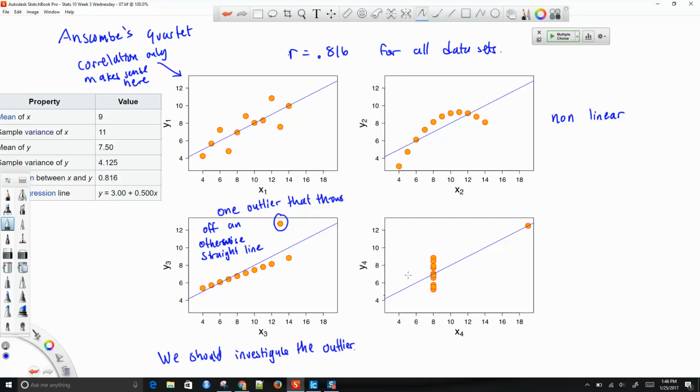Okay, and over here, pretty much all data points have x equal to 8, okay? And then you have one x value out here at 19 or something. And you're basically creating your trend line based on this one observation here, okay?